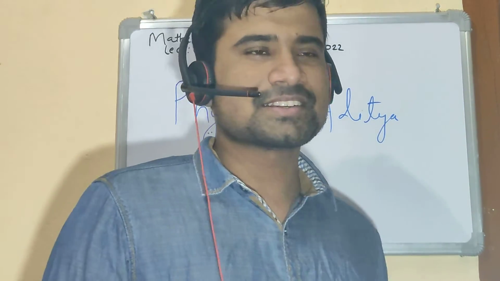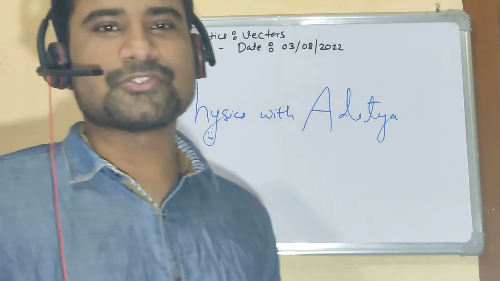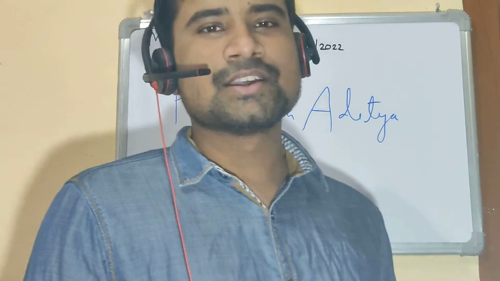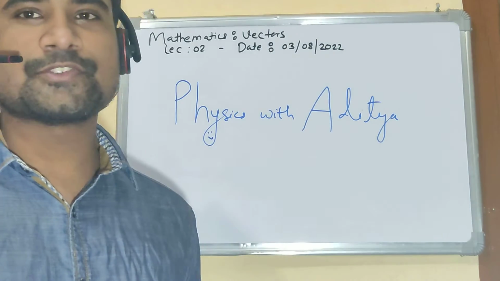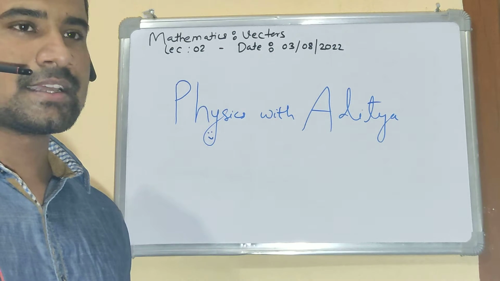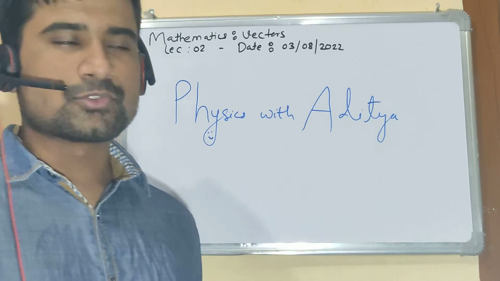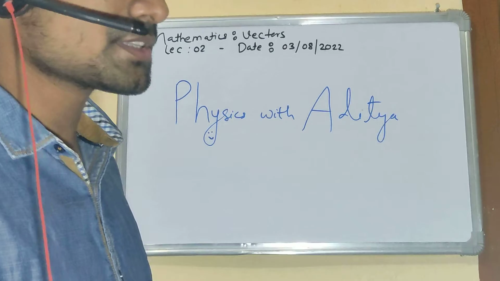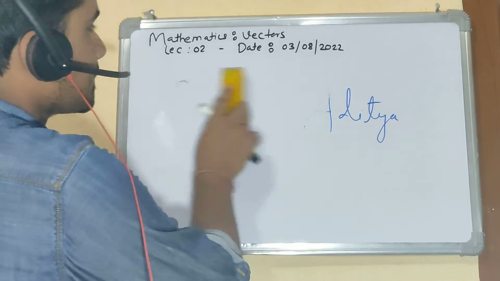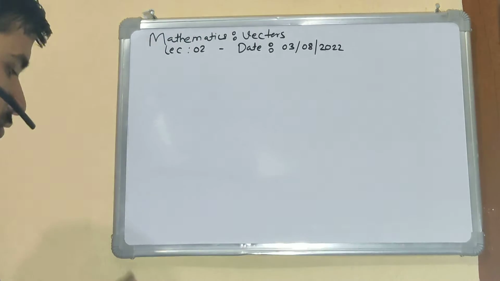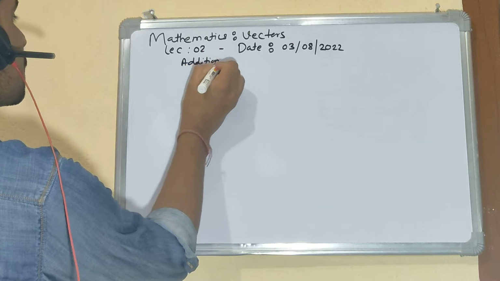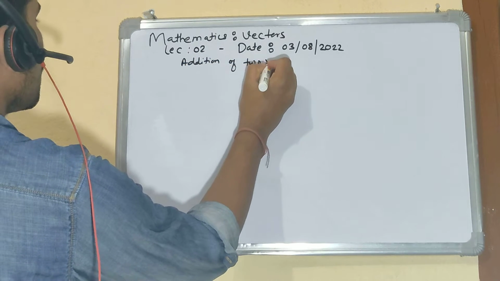Hello everyone, this is a continuation of our last lecture on vectors, where we discussed the difference between scalars and vectors, what exactly a vector is, what a unit vector is, how we can represent a vector, and also addition of two vectors. So today let's continue the same topic in the same direction and discuss more topics. We discussed addition of two vectors. Let me start from here, addition of two vectors.